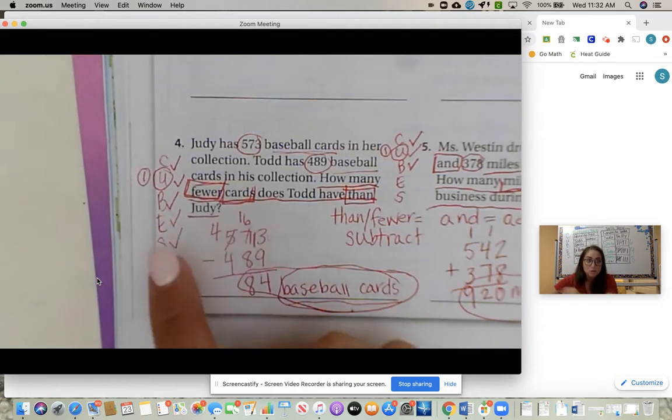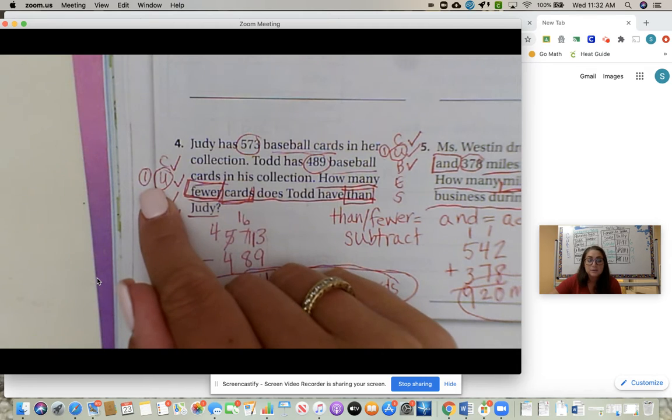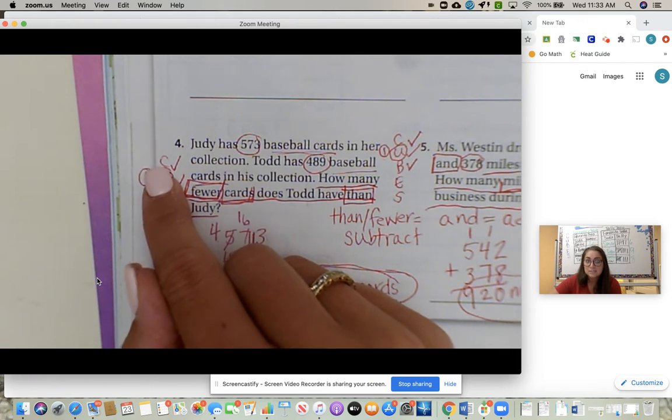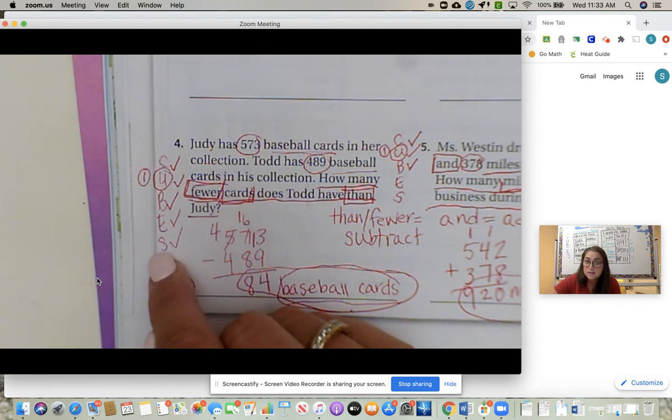Okay. We always want to write CUBES. We always start with U. U is underline the question. Then we go to C, circle the key numbers. B, box the math verbs. E is evaluate, so what math problem or problems are you going to set up? And then S is solve the problems, and then label your answer.